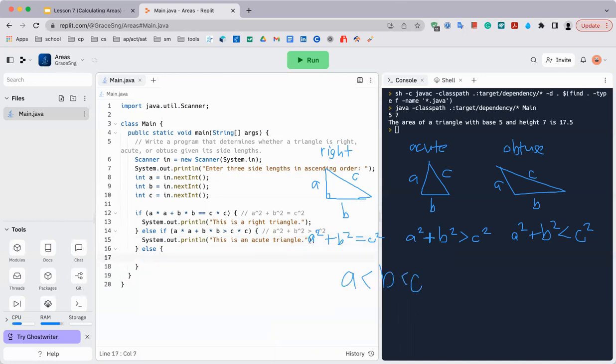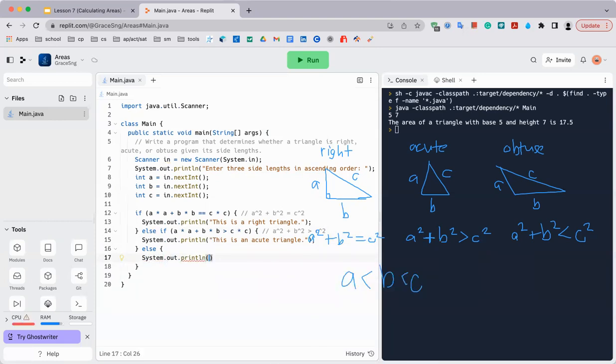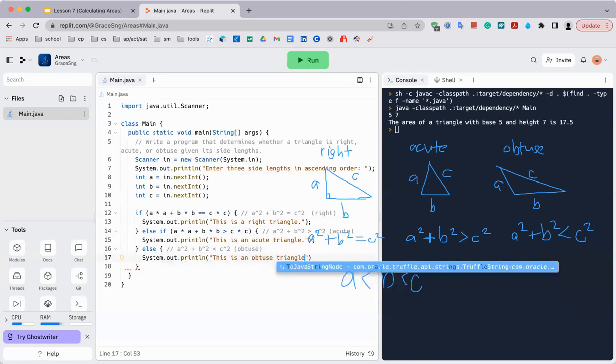Finally, if my sides didn't satisfy any of these conditions, it's got to satisfy A squared plus B squared is less than C squared, right? So that's a guarantee. And let me add comments showing what triangles these are. Okay, so now I can say with certainty that this is an obtuse triangle. And there we go, we're done.